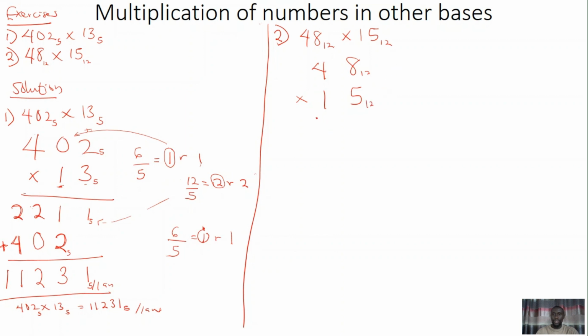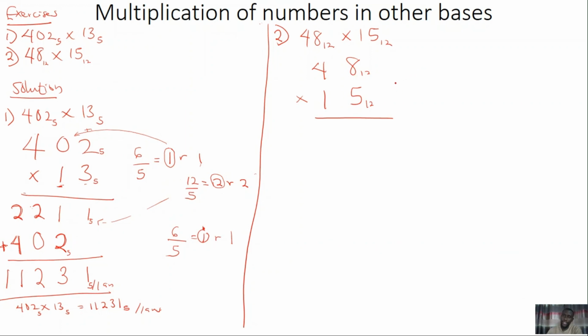Now, like we did here, we start from our far right with the digits on the right. We're going to use it to multiply each of the digits of the numbers on top. If we start with 5, we multiply by 8. That is equals to 40.